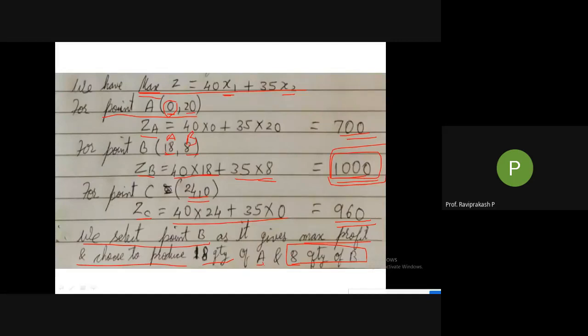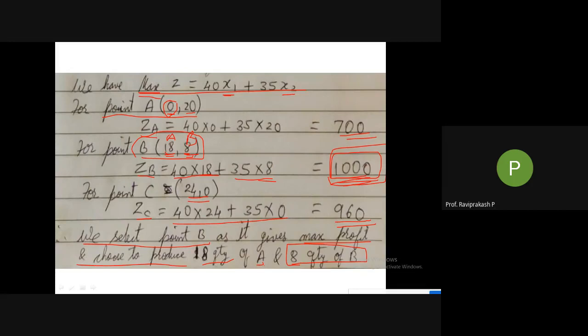If I produce 18 quantity of A and 8 quantity of B, I will be getting 1000 as my profit. So this is what a maximization problem is. We call it a maximization problem. Here we are maximizing the profit. Did you get how it is 18 and 8? 18 for A and 8 for B. You only have written, right? x1 is the quantity of product A and x2 is the quantity of product B. So this is x1 and this is x2. As we are taking point B as the optimum, we need to produce 18 quantity of A and 8 quantity of B. That is what is written here.